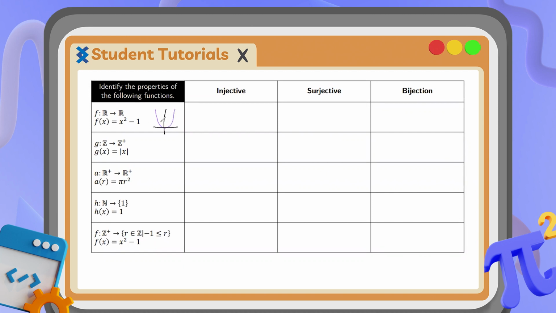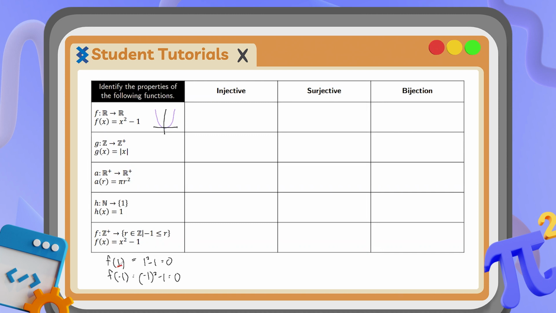So here, let's focus on the injective property first. For it to be injective, no two values as inputs should share the same output. So if we try something, let's do it here, below. Let's say f of 1 is equal to 1 squared minus 1, which is equal to 0. F of negative 1 is equal to negative 1 squared, which is just positive 1, minus 1 is 0.